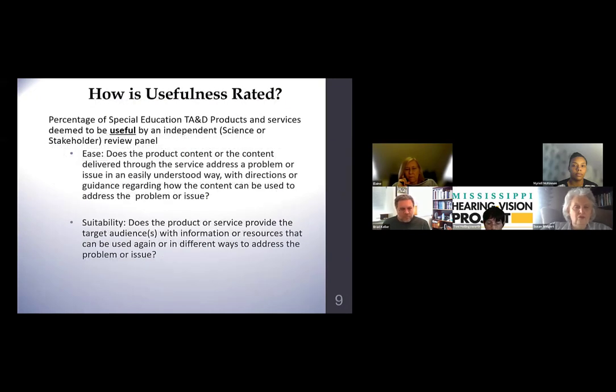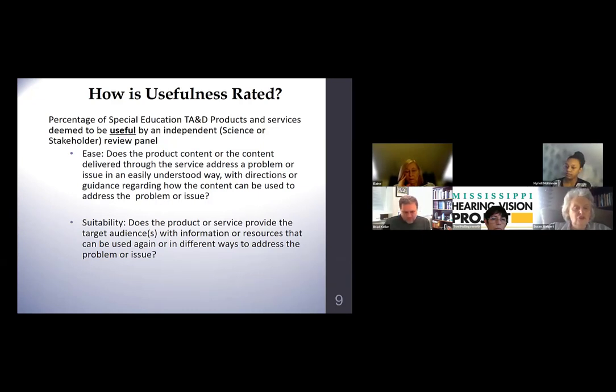Finally, how is usefulness rated? And what does it mean to have a highly useful product or service? OSEP has determined that there are 2 dimensions for usefulness, ease and suitability. The ease dimension is, does the product or content delivered through the service address a problem or issue in an easily understood way, with directions or guidance regarding how the content can be used to address the problem or issue? And then the suitability dimension is, does the product or service provide the target audience with information or resources that can be used again or in different ways to address the problem or issue?